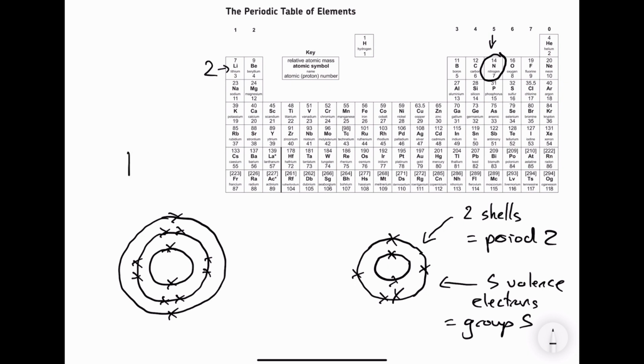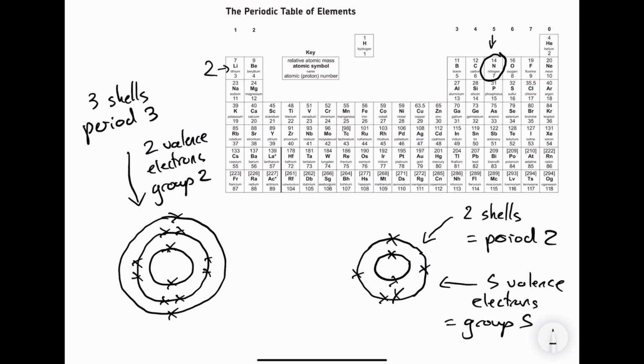If we look at the second example, we can see that it has 3 shells, so it's in period 3, and it has 2 valence electrons, so it's in group 2. And so we can see that period 3, group 2 is magnesium. And so we have identified this one as nitrogen and this one as an atom of magnesium.